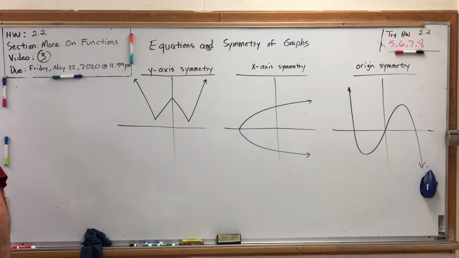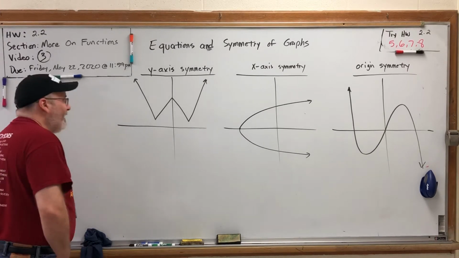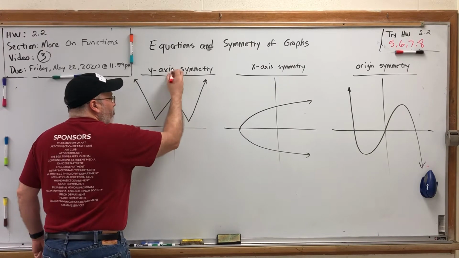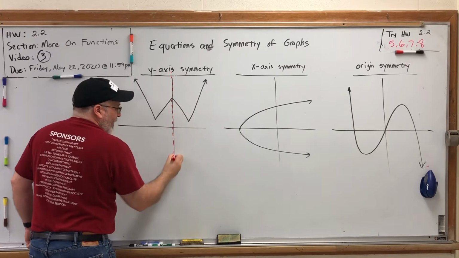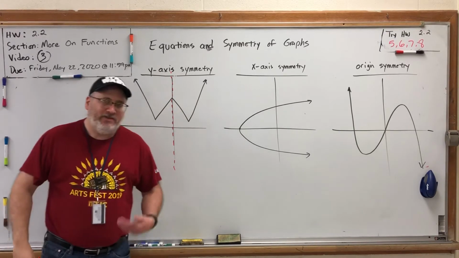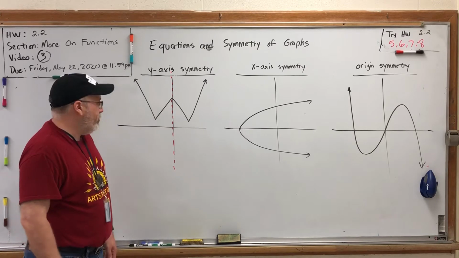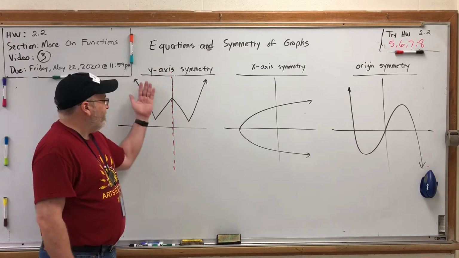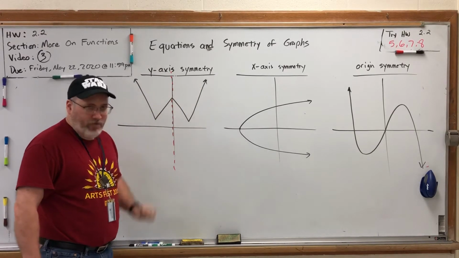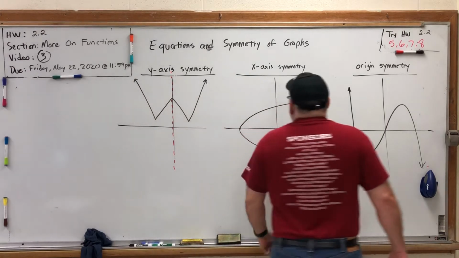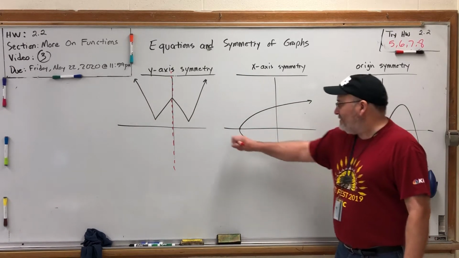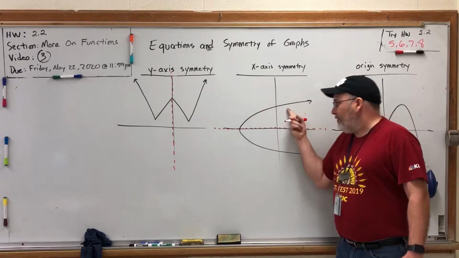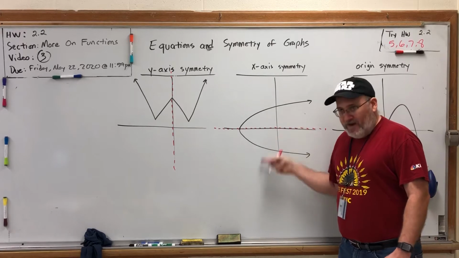The first type of symmetry is called y-axis symmetry. Y-axis symmetry is when a graph has the y-axis as a line of symmetry. So I'm going to draw a dotted line down the y-axis. And I think you know what it means to be symmetrical, or to have an axis of symmetry. Basically, the axis of symmetry serves as a mirror. In this case, the left half of the graph is a mirror image of the right half of the graph. A graph has x-axis symmetry if the x-axis serves as an axis of symmetry, meaning that the top half of the graph is a mirror image of the bottom half of the graph.